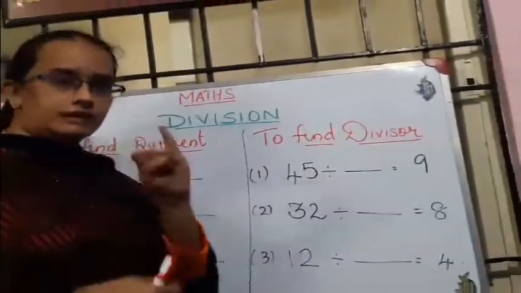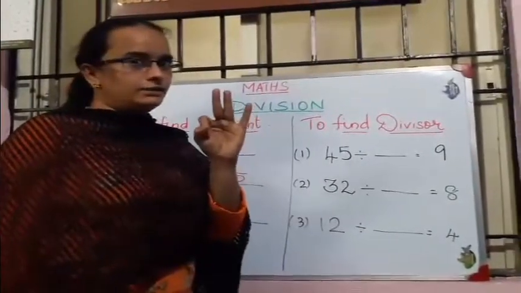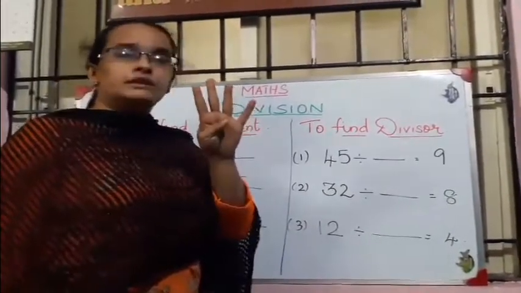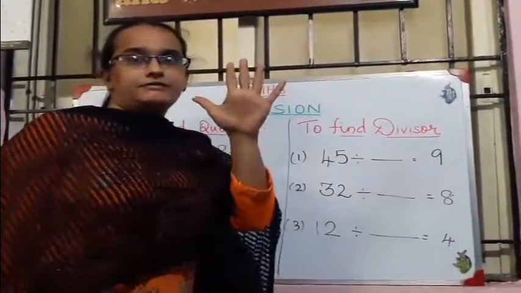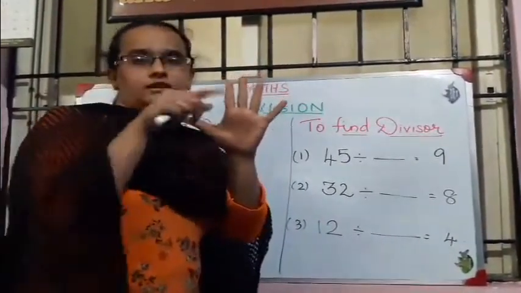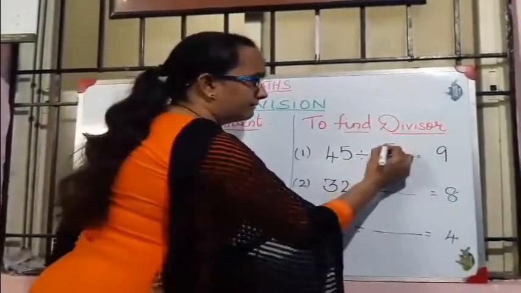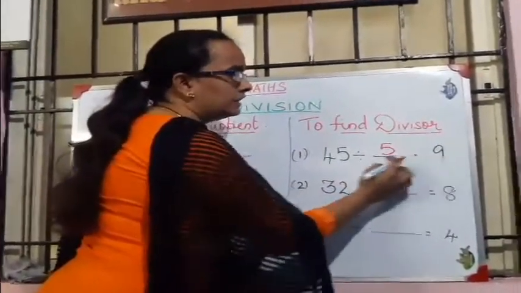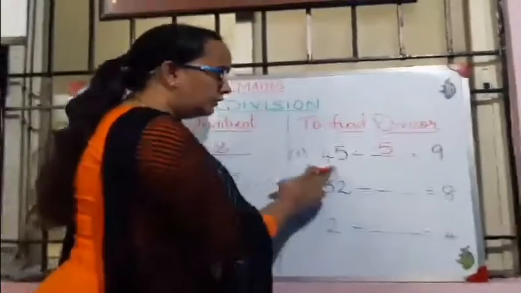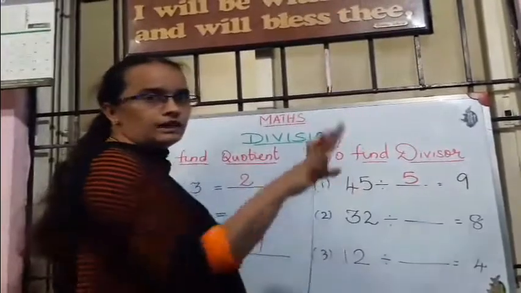Okay. 9 ones are 9, 9 twos are 18, 9 threes are 27, 9 fours are 36, and 9 fives are 45. So 45 came when we multiply 9 into 5. So the answer is 5. Very easy, right? Now see, when you multiply these two numbers, you have to get 45. 5 into 9, 45. So the answer is correct.